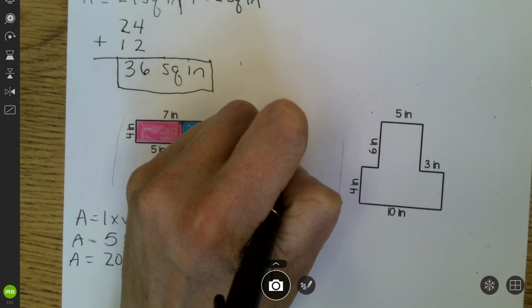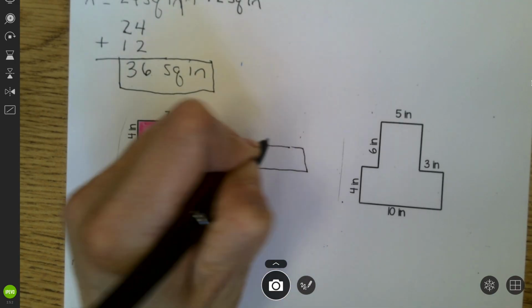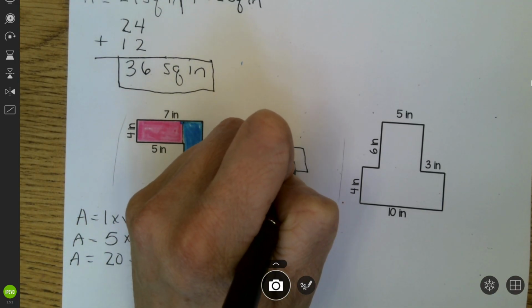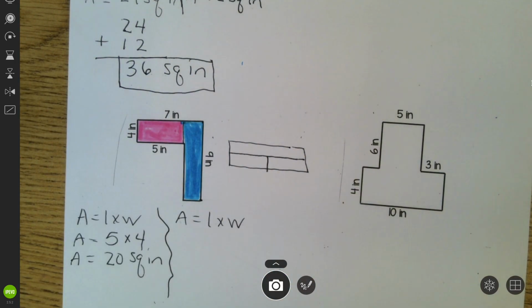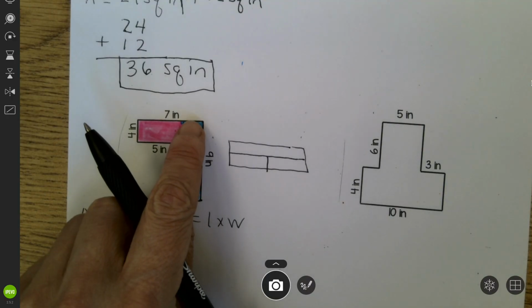So I'm going to draw a rectangle. I'm going to cut it in half horizontally. And I'm going to make 2 on the bottom, okay? Now I'm going to fill it out. So I need this part here.